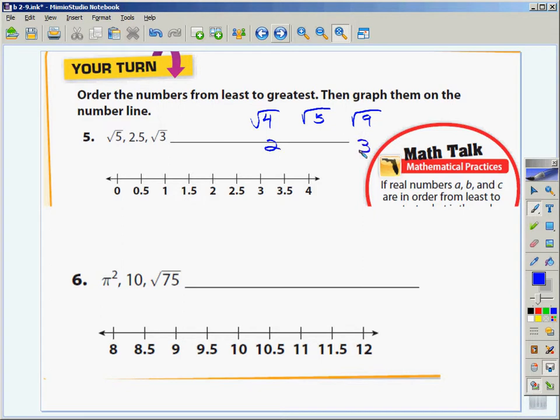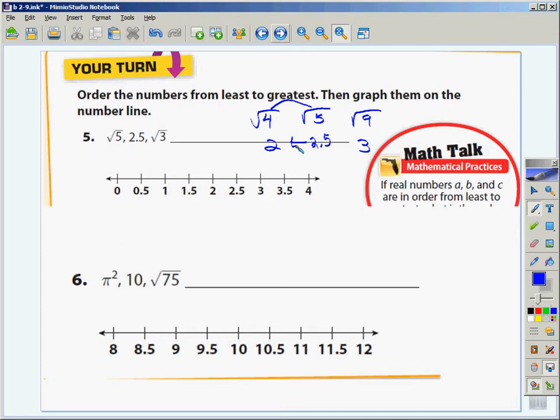So I know it's between 2 and 3. Which is it closer to? It's closer to the 4 than it is to the 9, so it's closer to 2. It is definitely less than what? 2.5. So 2.5 is definitely bigger. By the way, do I need to even calculate the square root of 3 then?